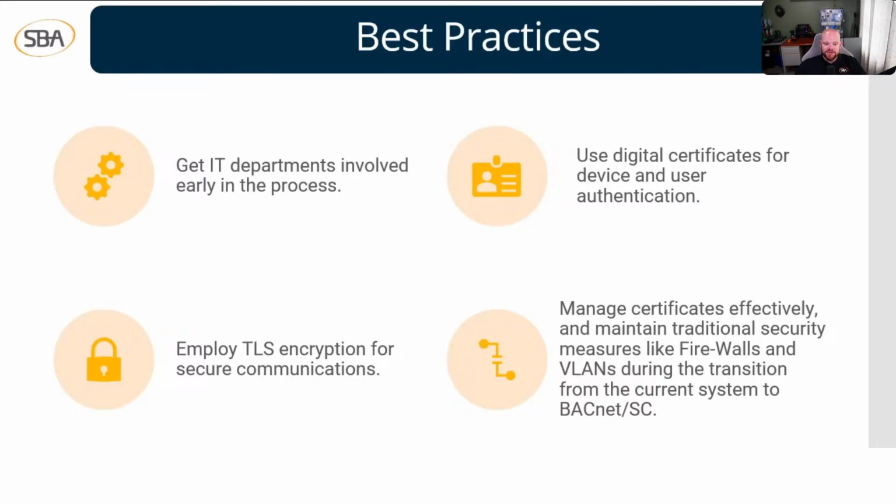And then the last thing here is to manage certificates effectively and maintain traditional security measures like firewalls and VLANs when you're doing your transitions from the old BACnet IP or MSTP to BACnet Secure Connect. Remember that there are going to be transitions whenever you're upgrading, and you need to make sure that the old style stuff like firewalls and VLANs are still being used in that transition, so you still have some form of security when you're doing the upgrades. Okay.